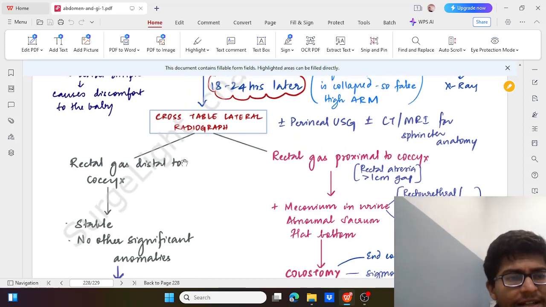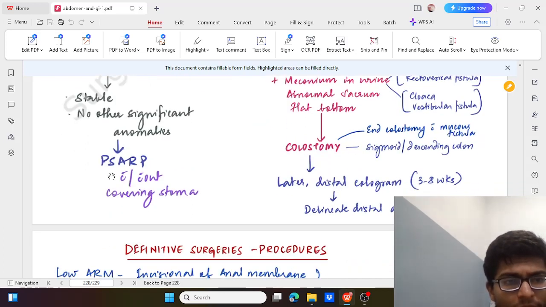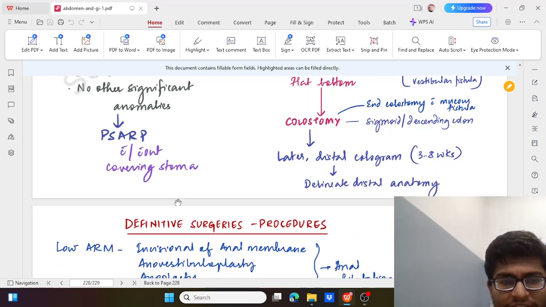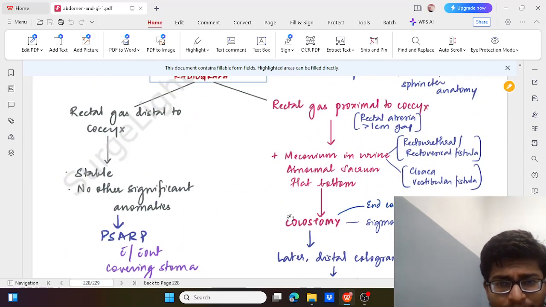If there is rectal gas distal to the coccyx and the patient is stable with no other significant anomaly, we go for PSARP, with or without covering stoma. So what is PSARP? That is posterior sagittal anorectoplasty. We'll see it in detail.